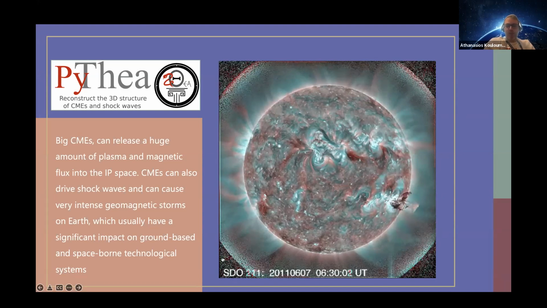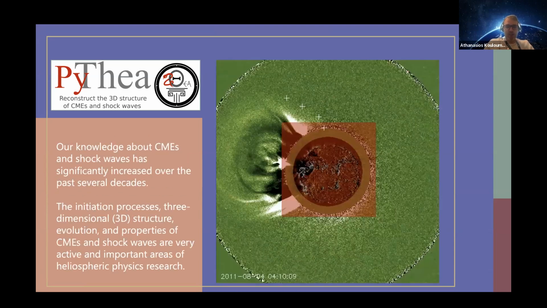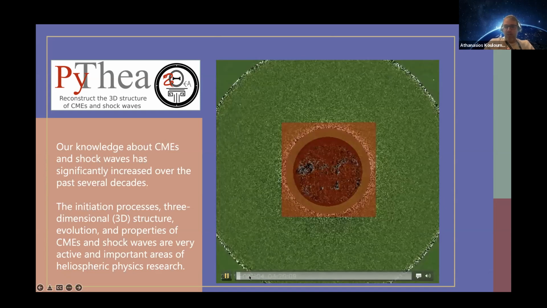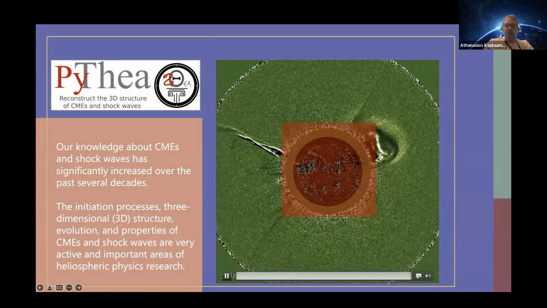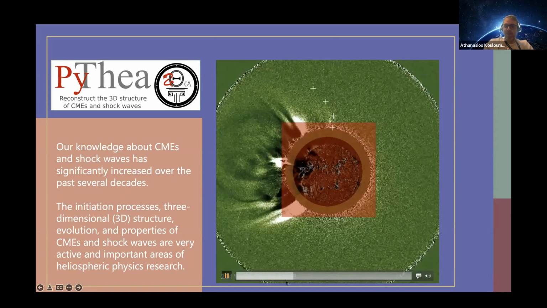And of course, all this can have a significant impact on ground-based and spaceborne technological systems, since they can accelerate particles to high energies, and the CMEs can also drive geomagnetic storms. Our knowledge about CMEs and shock waves has significantly increased over the past decade with all the instruments we have observing these phenomena. This is another example of how this phenomenon looks like in the corona.